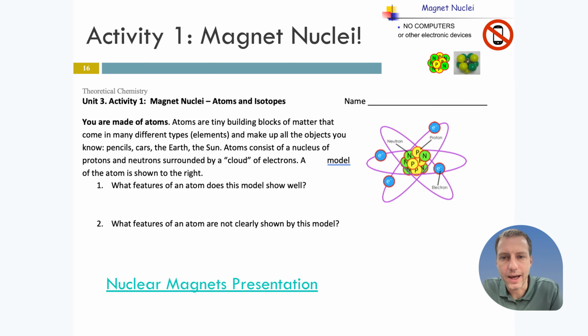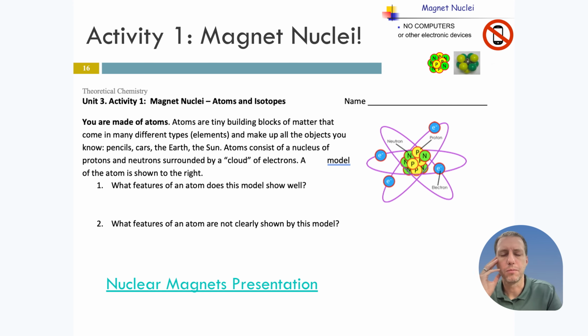It says, you're made of atoms. Atoms are tiny building blocks of matter that come in different types, which are elements, and make up all objects you know: pencils, cars, the earth, the sun. Atoms consist of a nucleus of protons and neutrons surrounded by a cloud of electrons. And then we've got a little question here to help us with our comprehension.